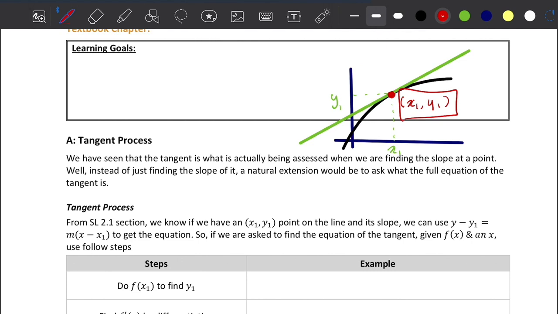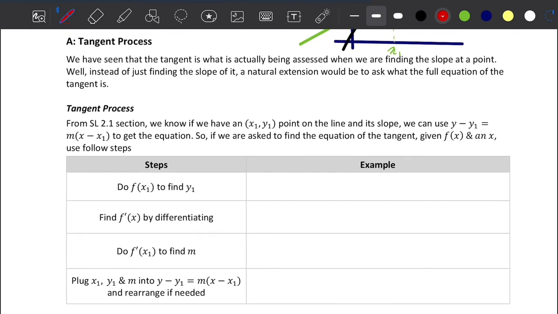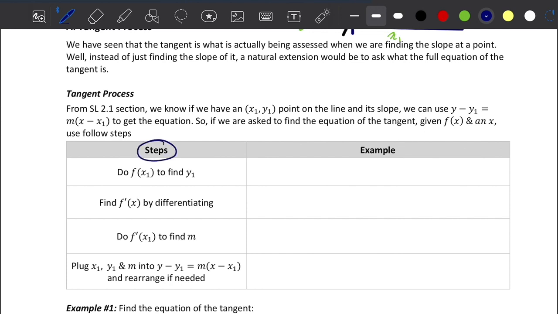So let's talk about why we are discussing this. We already discussed how to find the slope at a point, however, the ultimate goal is finding the equation of the tangent line. Here I have the steps and an example. Let's say we have a curve f of x equals 2x squared minus 6x plus 8, and there is a tangent line that meets this curve at point x equals 2.